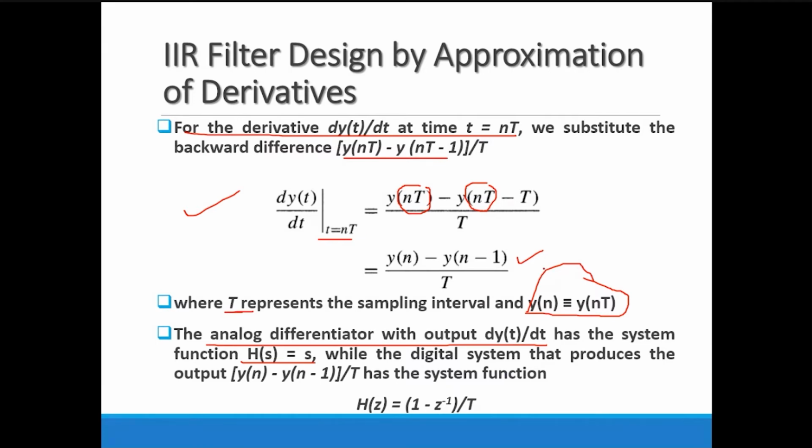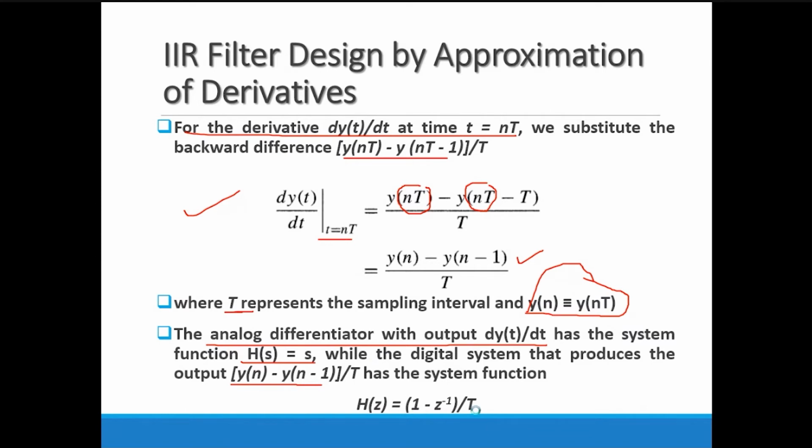And to produce this function, we require y(n) minus y(n-1) divided by T as the system function. H(z) is equal to 1 minus z inverse divided by T. So whatever impulse response we are getting, that is H(z) equal to 1 minus z inverse divided by T.